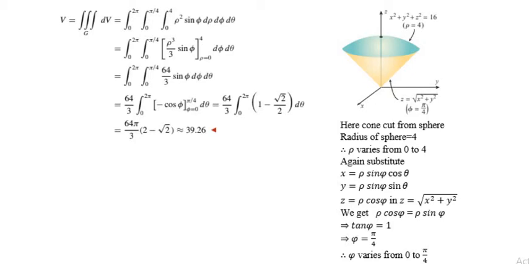The main thing here is that we have to identify the limits of rho, phi and theta. Since the sphere is of radius 4, rho will be varying from 0 to 4. And phi, how to get the phi limit? We know that x is equal to rho sin phi cos theta, y is equal to rho sin phi sin theta, and z is equal to rho cos phi. So we are given that it is a sphere, right?